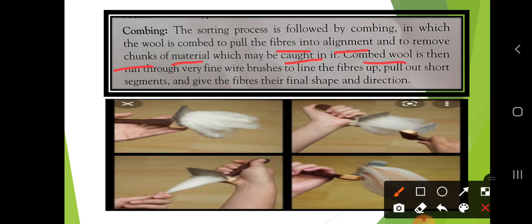The combed wool will then run through very fine wire brushes to line the fibers up and pull out short segments, and give the fibers their final shape and direction. So this combing step gives the final shape and direction to the extracted wool. Okay, so this is the combing process.